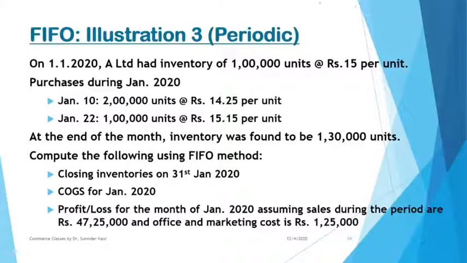Now you have 1 lakh units available at 15 rupees per unit. So this is your first lot, isn't it? 1 lakh units at 15 rupees. Then you purchased 2 lakh units at the price of 14.25. Then you purchased another 3 lakh units at the price of 15.5 rupees, isn't it? So these are the three lots, and you can see that the cost price is different in all cases. That is why we have the methods.